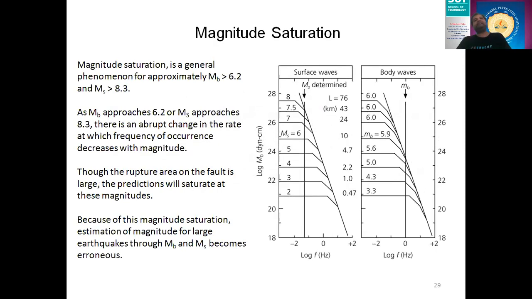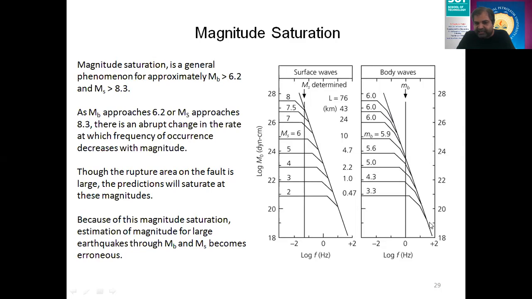Now, since you have seen three different types of magnitude scale, if I put these magnitude scales on the same platform, I need to see where each particular scale saturates, right? In this scale, magnitude saturation is a general phenomenon. Approximately, the MB, the body wave magnitude, saturates at magnitude 6.2, meaning beyond 6.2 it will give flat values.